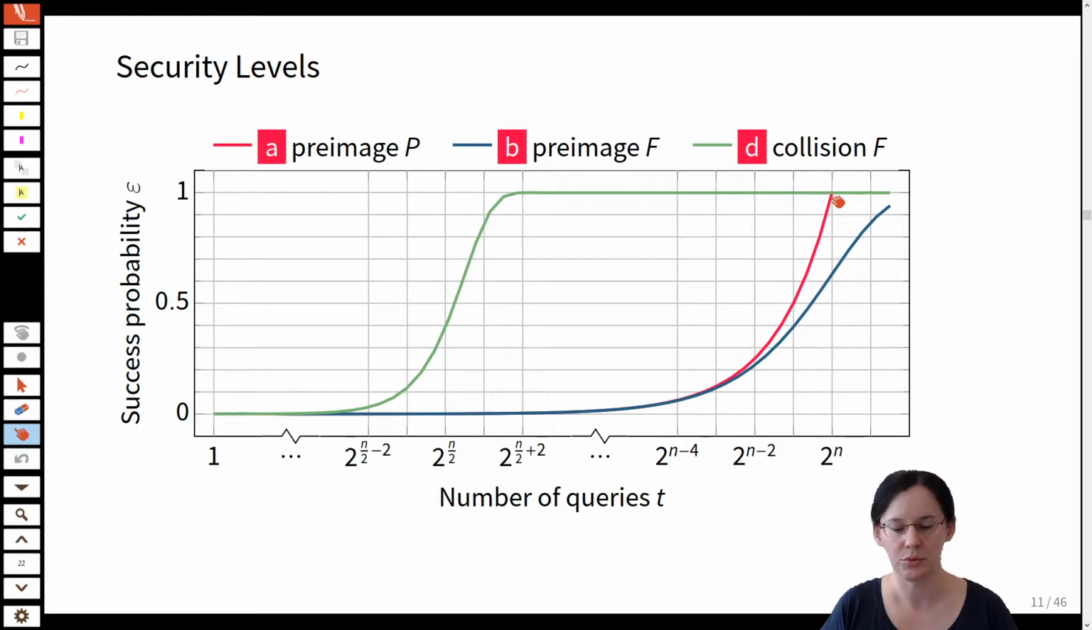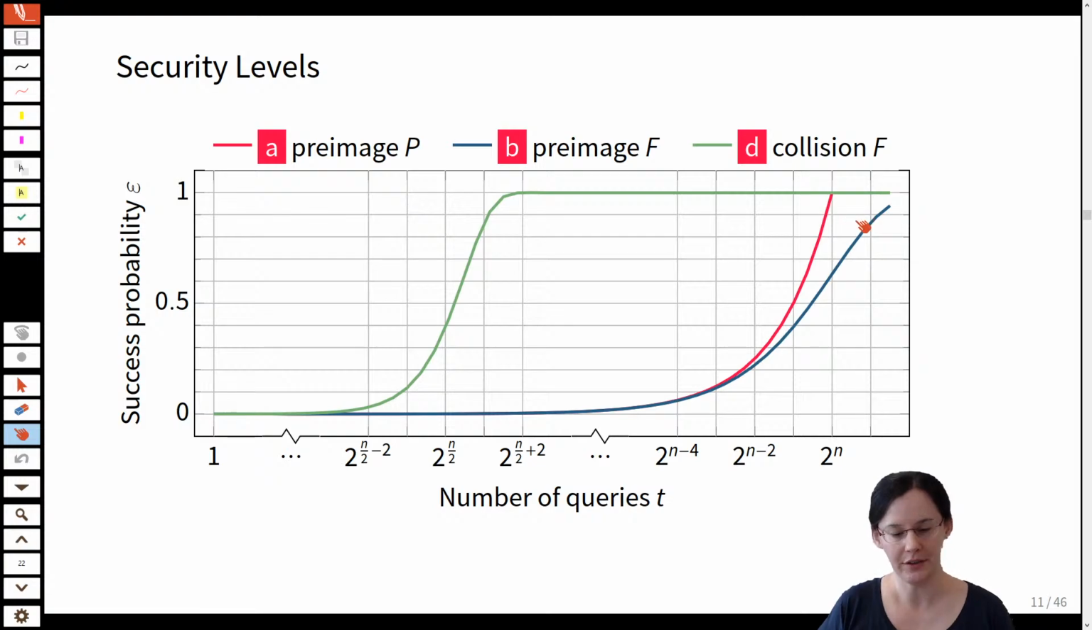So there are 2 to the n possible options, and I can just try them one by one. One of them must be correct. So as soon as I've tried all of them, the success probability is 1. If I've only tried half of them, so 2 to the n minus 1, note that this here is a logarithmic scale, then the success probability is, well, 1/2, and so on. So if I've tried a quarter, it's 1/4, and so on and so on. So this is the red curve here.